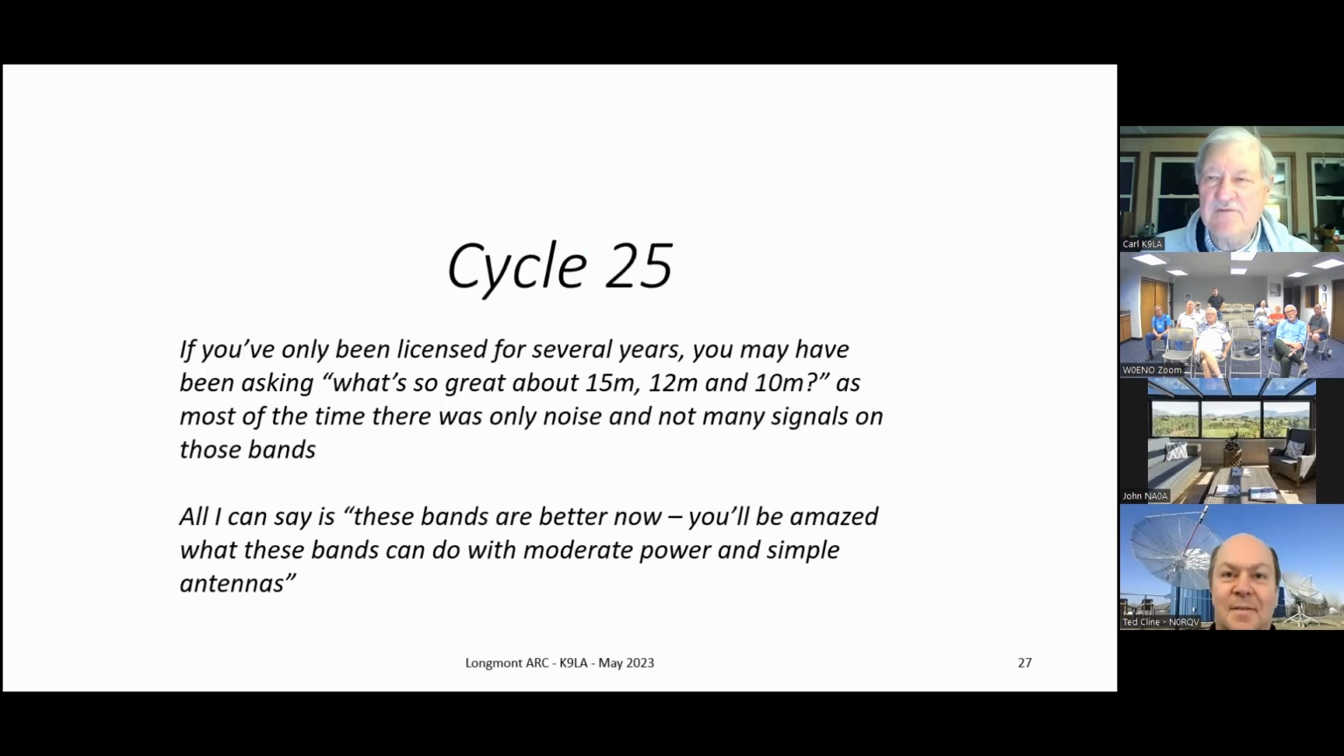Okay, cycle 25. If you've only been licensed for several years, you may have been asking what's so great about 15, 12, and 10, because most of the time there was only noise and not many signals. These bands are better now because cycle 25 has risen high enough. And you'll be amazed what these bands can do with moderate power and simple antennas.